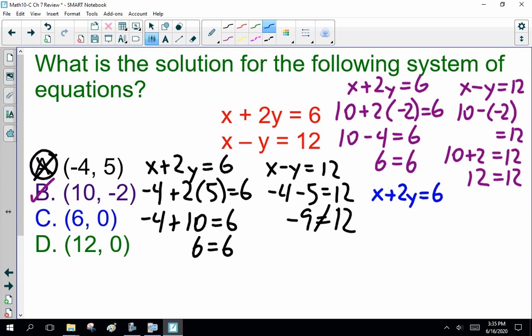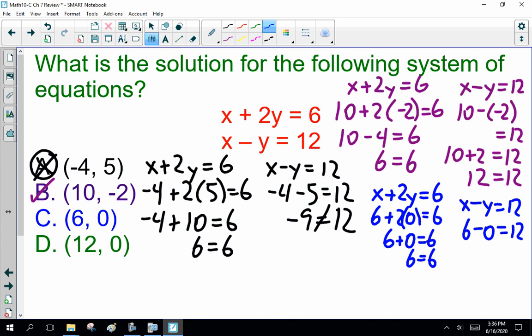Plus 2y equals 6. Every time I see x, I replace it with 6. 2 times 0 is 0, so 6 plus 0 is 6. 6 equals 6. First half works. Let's look at the second half. x minus y equals 12. 6 minus 0 equals 12. 6 minus 0 is 6. 6 is not equal to 12, so C doesn't work.